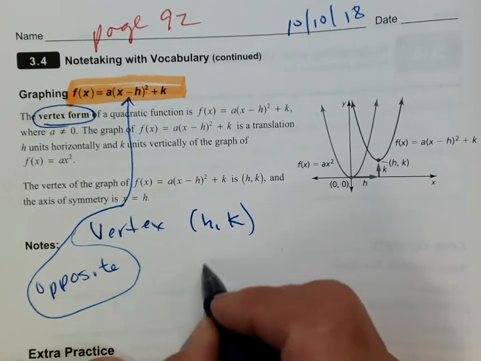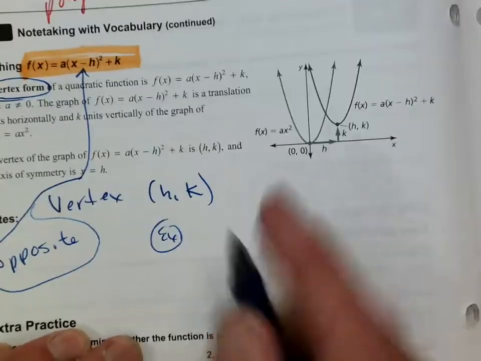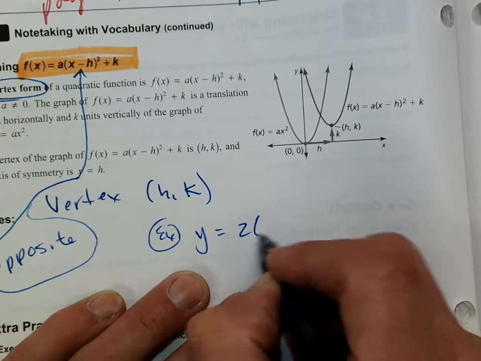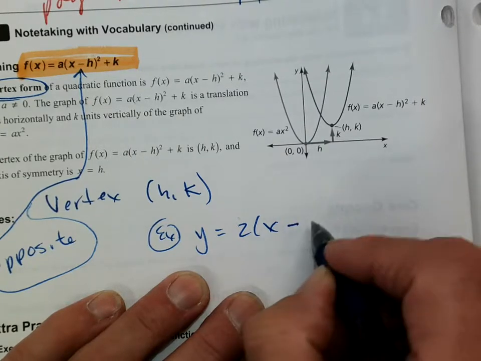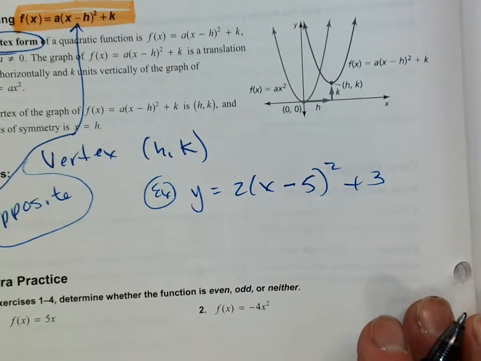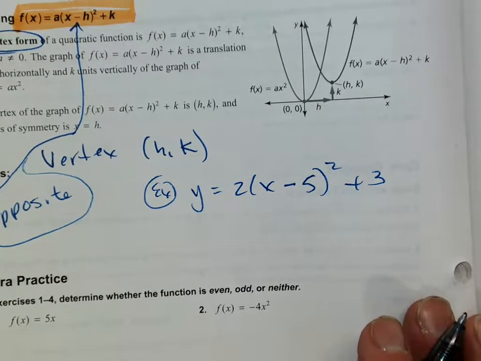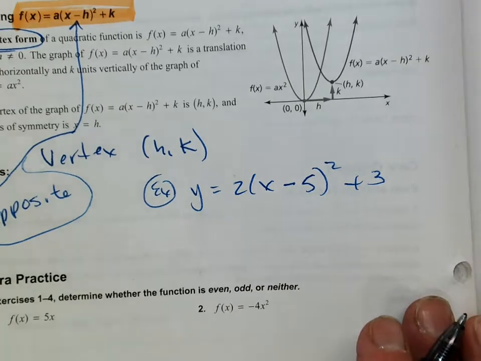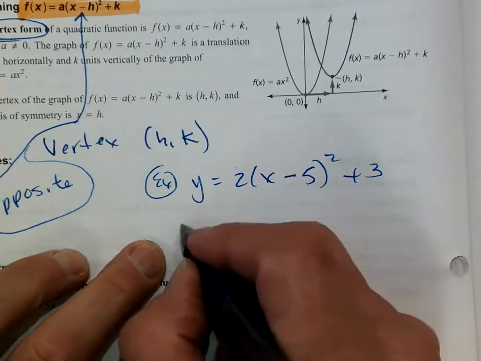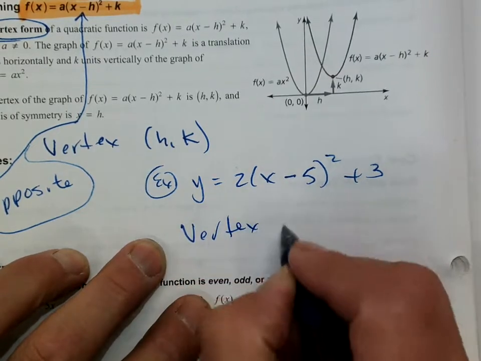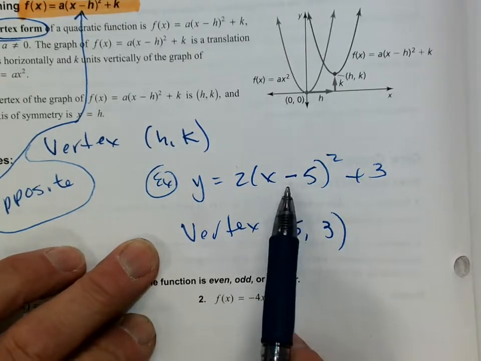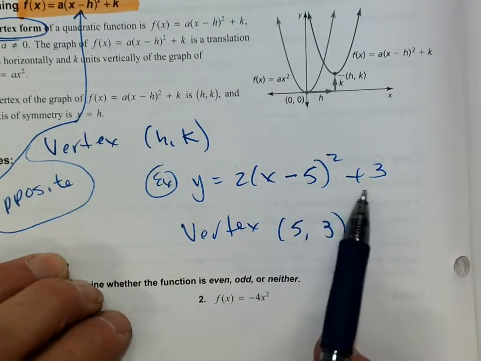So the example we did is if I had something like, let's do y equals 2 times x minus 5 squared plus 3. Okay, here's an example. The vertex, we can just glean from the form. There's no negative b over 2a to do. There's no plugging it back in. When it's in vertex form, it's as simple as this. The vertex of this one is simply at 5, 3. That's it. There's the vertex. Opposite the inside, and then that number.